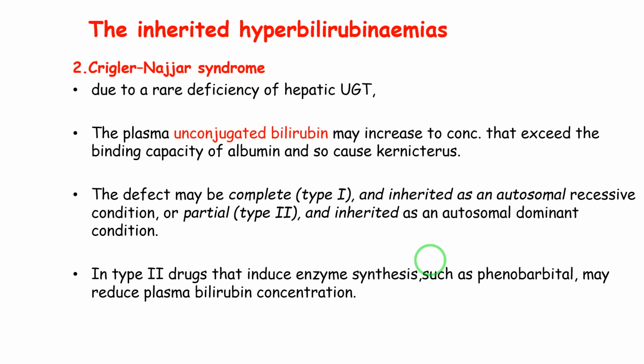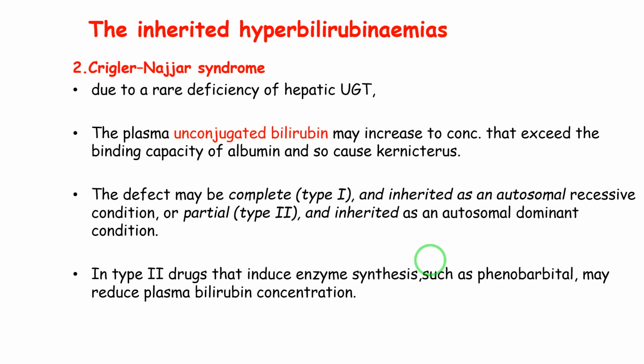The other, more serious cause of unconjugated hyperbilirubinemia is Crigler-Najjar syndrome. There will be a deficiency of the uridyl glucuronosyltransferase enzyme, and in this condition we have two types. Type 1 is autosomal recessive, and type 2 is autosomal dominant. This mutation results in low enzyme activity, and the patient shows severe unconjugated hyperbilirubinemia.